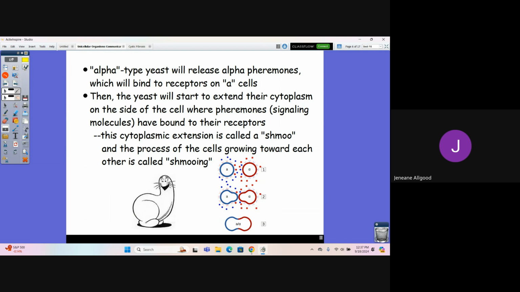So this cytoplasmic extension, like when the yeast cell goes from being rounded to having this cytoplasmic extension, they call that a shmoo. And the process of the cells growing toward each other is called shmooing. Now, people don't usually have trouble remembering that, but you can't get all the points in your essay for talking about shmooing, okay? Unfortunately, that's not the way this works.